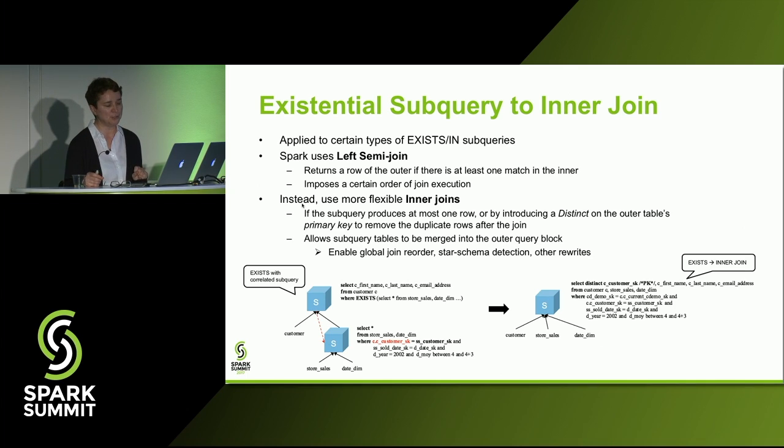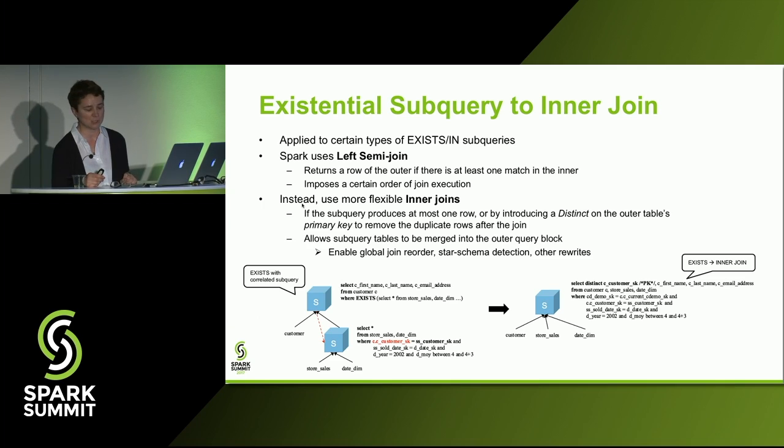Another transformation that uses informational constraints is existential subquery to inner joins. This transformation applies to certain types of exists and in subqueries. To understand the transformation, I show a simple example using the TPC-DS schema. The query has an exists predicate with a correlated subquery. The correlated column customer SK comes from the customer table in the outer query block. Spark will evaluate such a correlated subquery using a left semi-join, with the correlating condition turning into a join predicate. A left semi-join will return a row from the outer if there is at least one match with the inner.